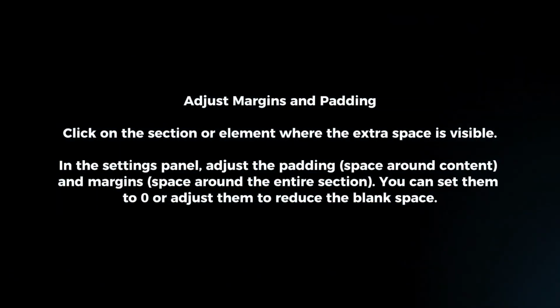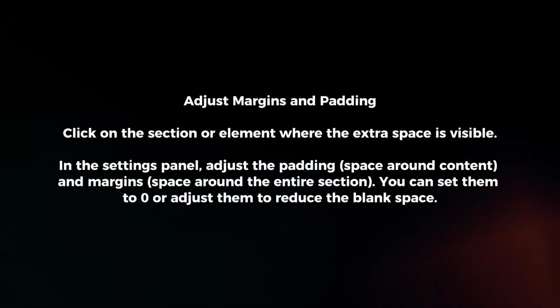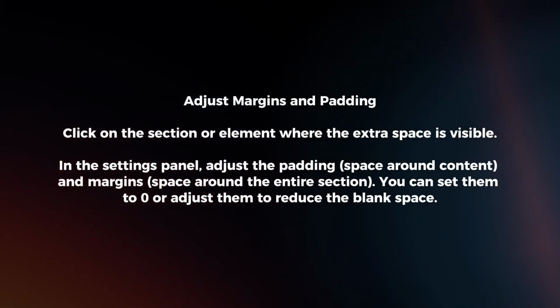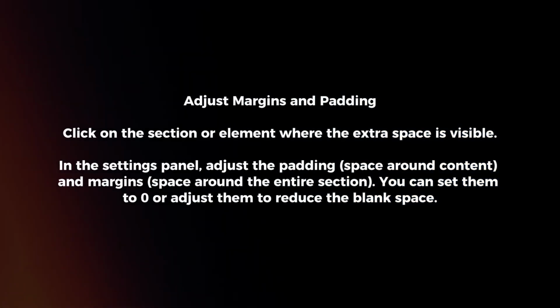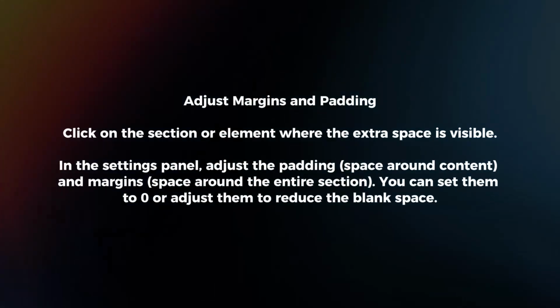Adjust margins and padding. Click on the section or element where the extra space is visible. In the settings panel, adjust the padding and margins. You can set them to 0 or adjust them to reduce the blank space.